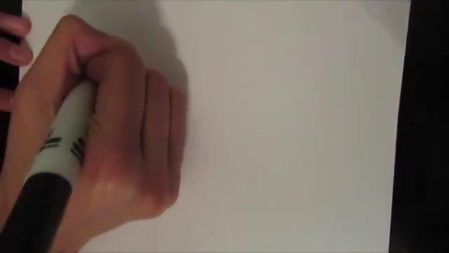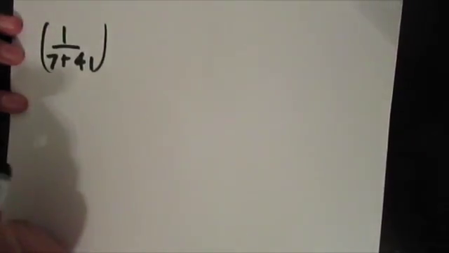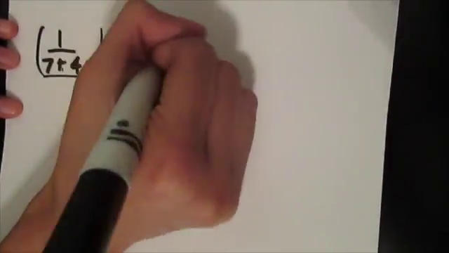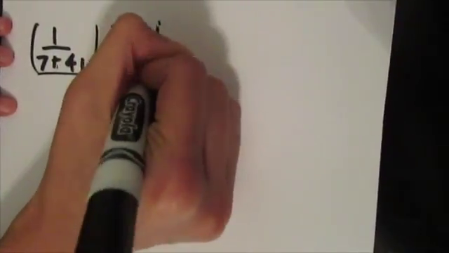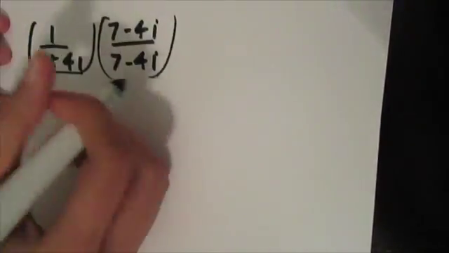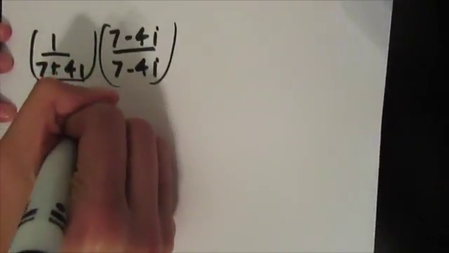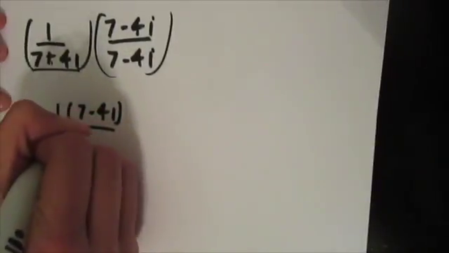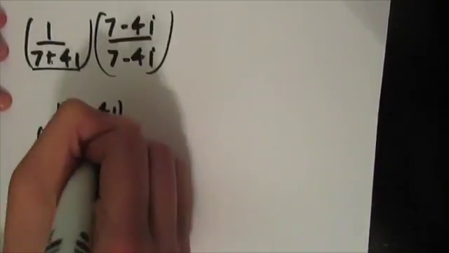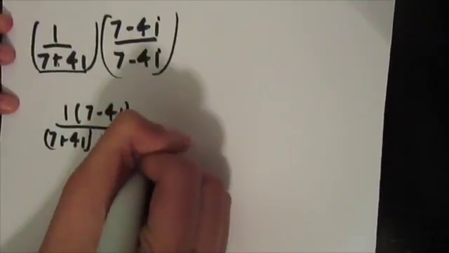Example number 10, which is dividing. So we have 1 over 7 plus 4i. Once again, we use the conjugate. What is the conjugate? It'll be this operation with the opposite sign being divided by itself. So 7 minus 4i over 7 minus 4i. Once we have our conjugate, we will multiply. So we would end up with 1 times 7 minus 4i over 7 plus 4i times 7 minus 4i.